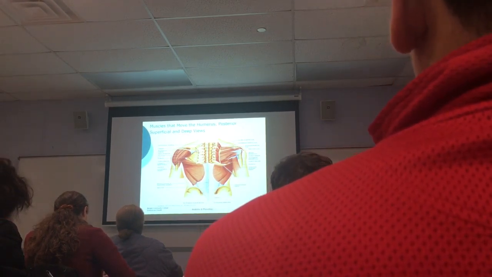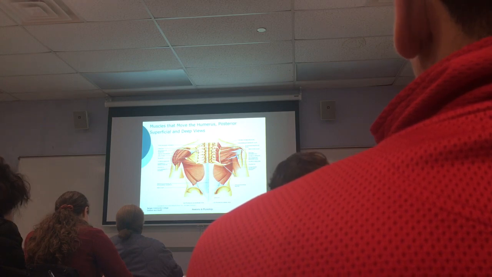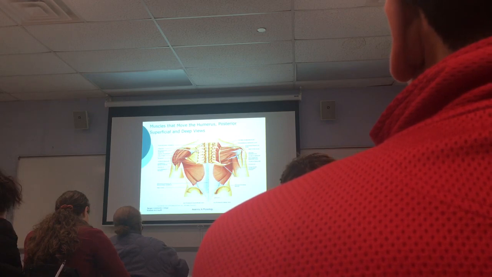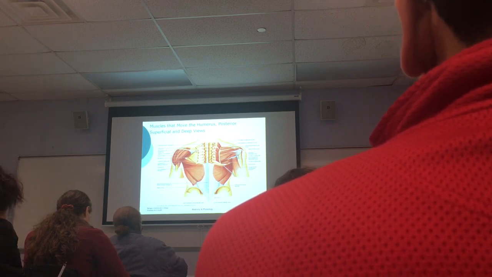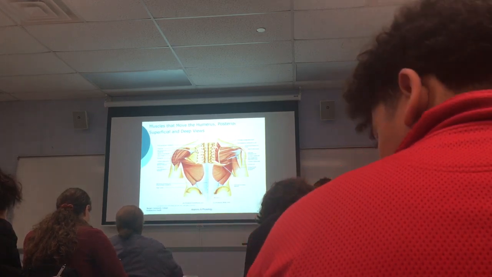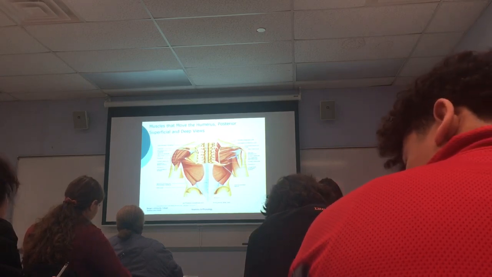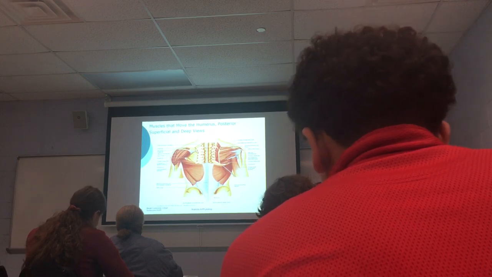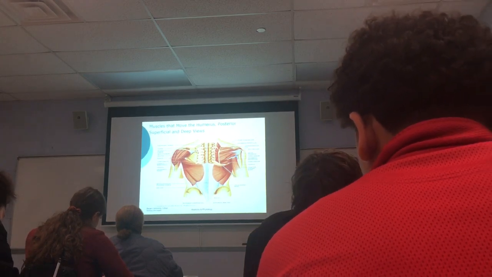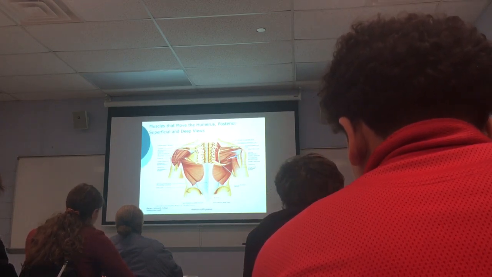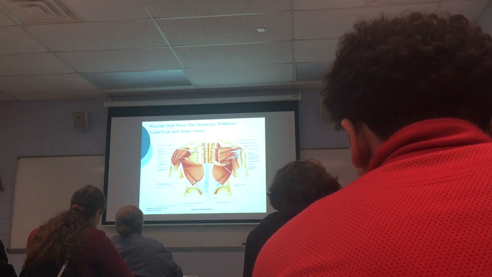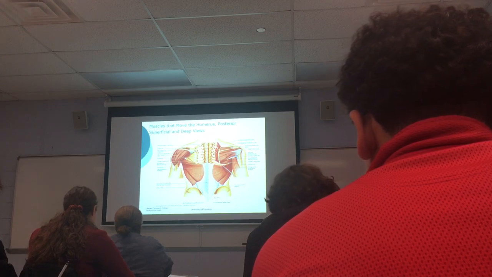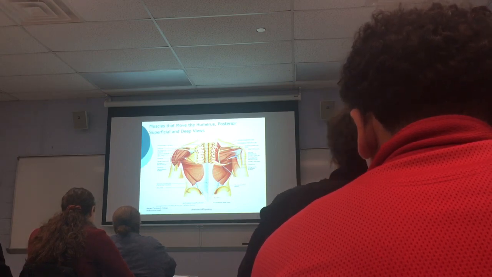So the infraspinatus muscle is going to originate at the vertebral border and attach to the posterior greater tubercle. The supraspinatus, vertebral border and the top of the greater tubercle. And then you have the teres minor that originates at the axillary border and is going to attach to the posterior greater tubercle of the humerus. So the infraspinatus and teres minor do the same action. They externally or laterally rotate the humerus.